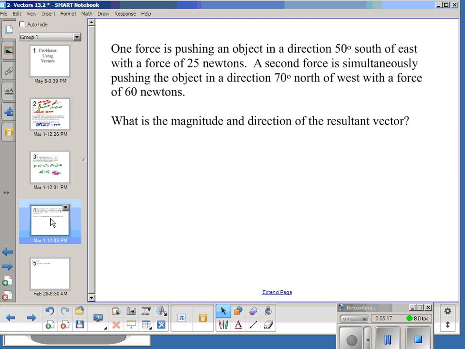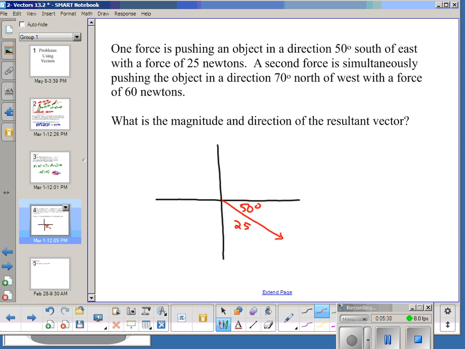Okay, here's another force problem. A force is pushing an object in a direction of 50 degrees south of east. So let's put this on a coordinate system. If east is this way and we're going south, this is 25 newtons and it's 50 degrees south of east. And then we have a second force pushing the object in a direction 70 degrees north of west. So west is out here, 70 degrees north of west means that right there is 70, with a force of 60 newtons. And we want to know the magnitude and direction of the resultant vector.